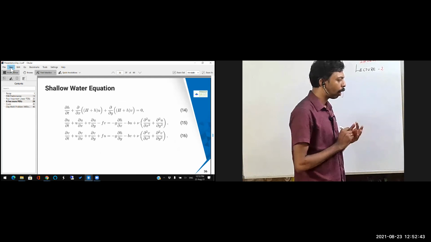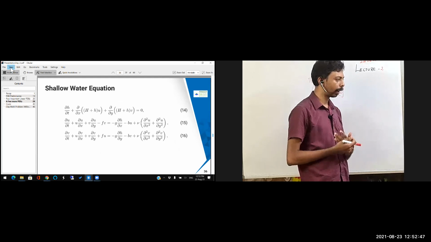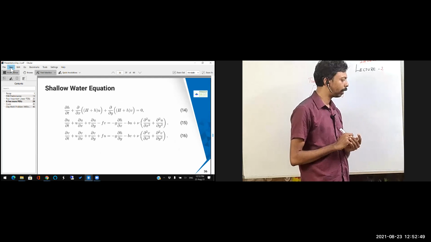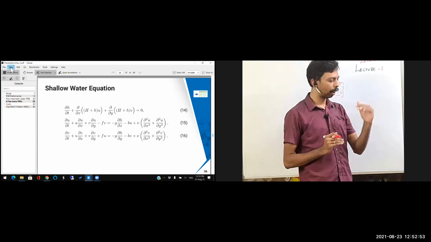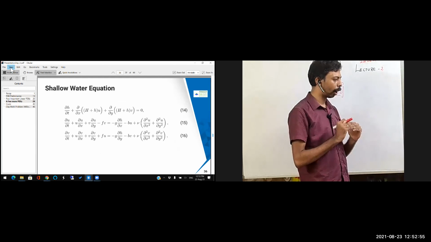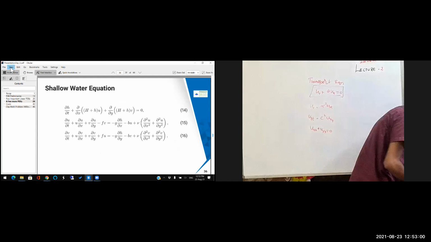Then this is called the shallow water equation, which is, again, like tsunami waves, right? Those tsunami waves are governed by this shallow water equation, which describes the depth of the water and how much the flow is going to happen. Everything is described by this equation. For this also I have a video.